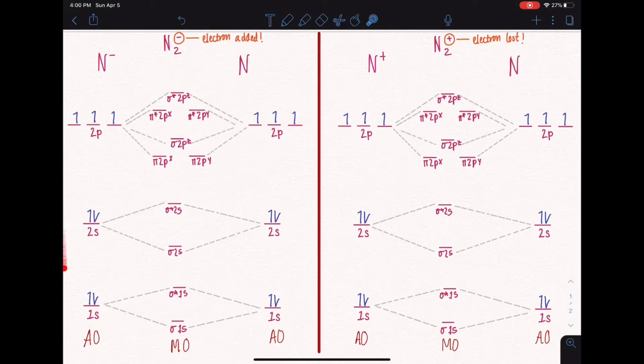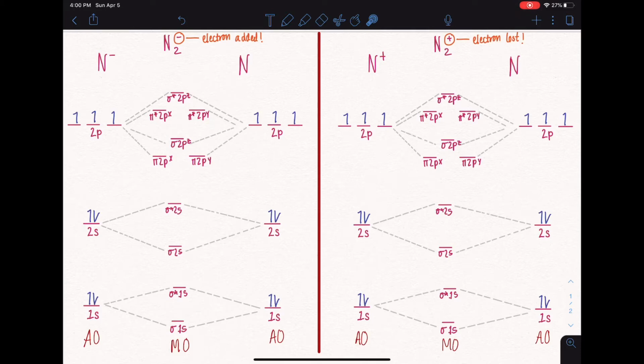So here, and here as well, will be your atomic orbitals for nitrogen. These two combined will be N2. So it would be your 1s, 2s, and so forth. This here in the middle will be your molecular orbital. The purpose of the molecular orbital is to see if N2 negative and N2 plus exist or do not exist.